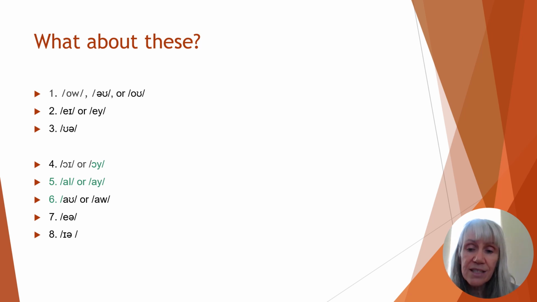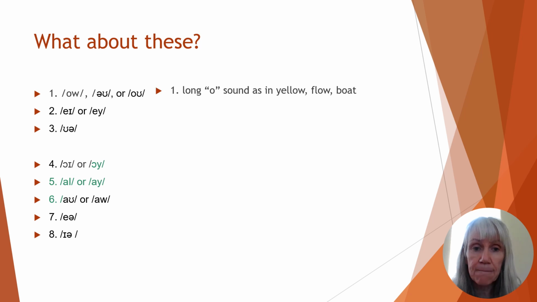And what sound does this make? It's two sounds coming together to make the long O sound as in yellow. So I want you to imagine O, flow, boat. Okay, so we're hearing the O sound in those words when we see that phonetic symbol.